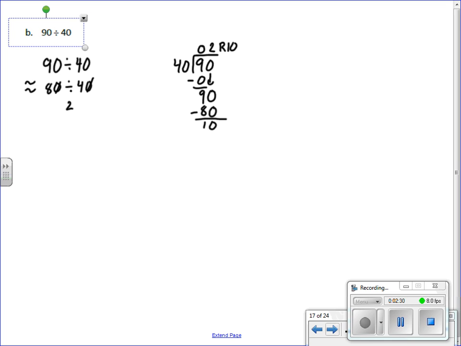Now we're going to check it. Take my divisor of 40, multiply it by 2. That gives me 80. Take my 80, add on the remainder of 10. That gives me 90. Check with your dividend. They are the same number. So I know we did that second problem correctly, letter B.